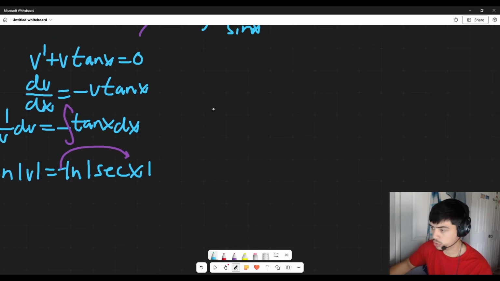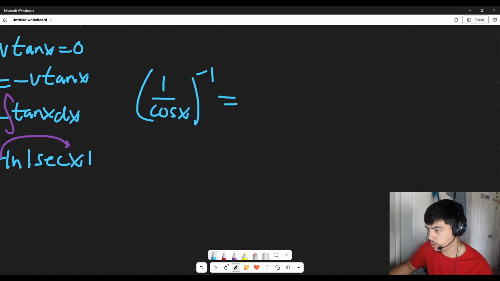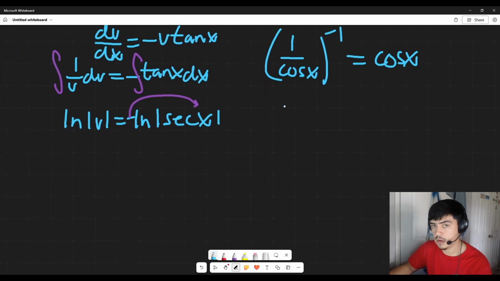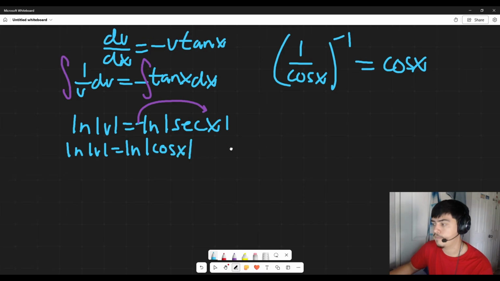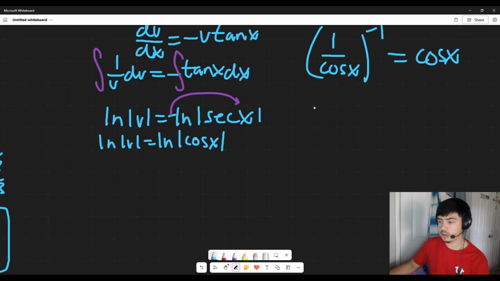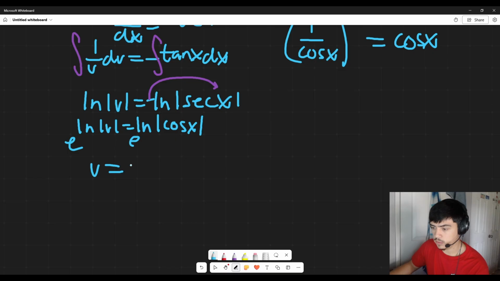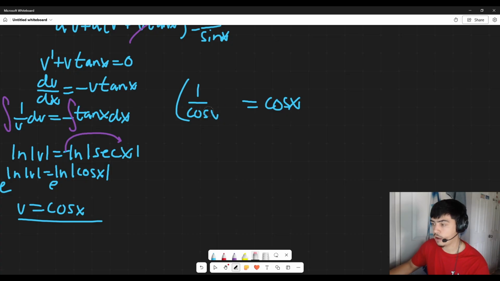And let's remember our trig. Secant is actually 1 over cosine x. So applying a negative 1 power, it's going to bring that cosine x up, giving us cosine x. Now we have natural log of v equaling natural log of cosine x. I hope that's not too confusing, right? So now we can apply e to both sides, giving us v equals cosine of x. Boom. First step done.